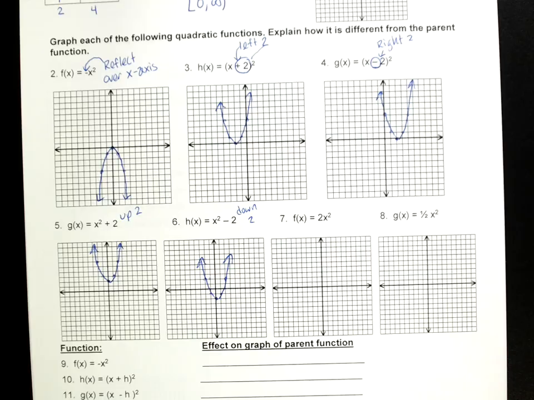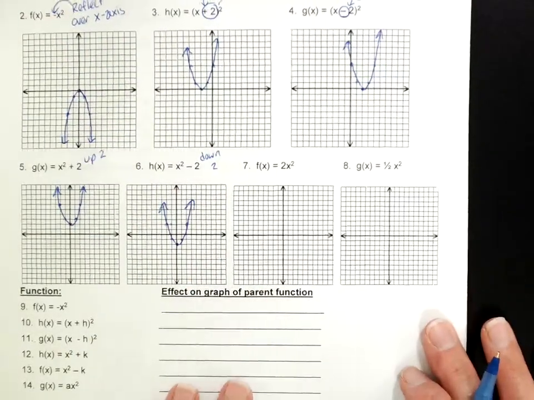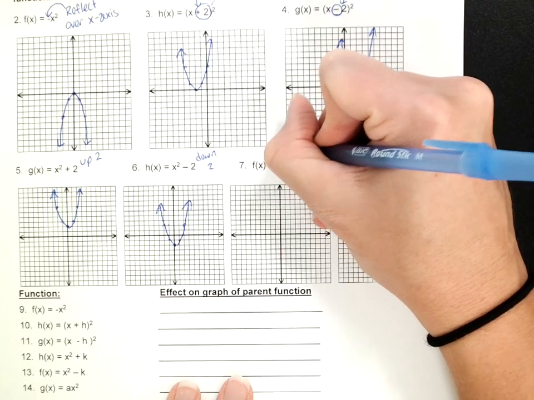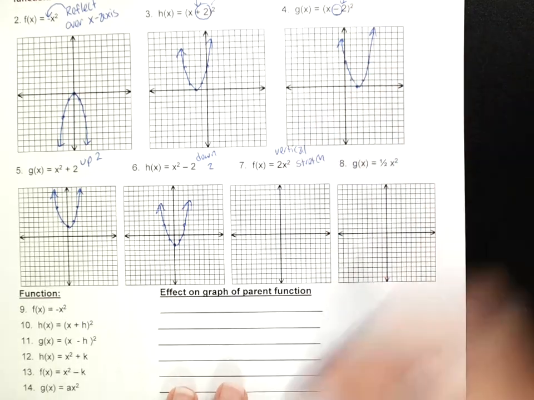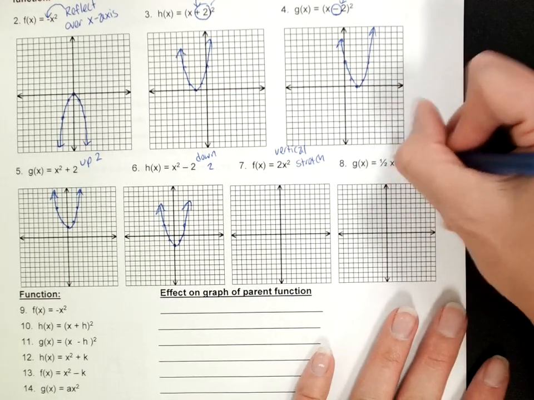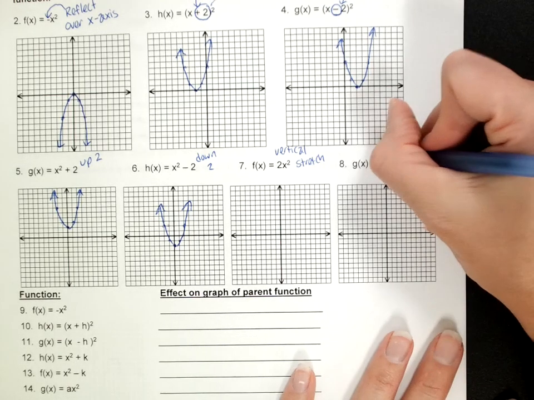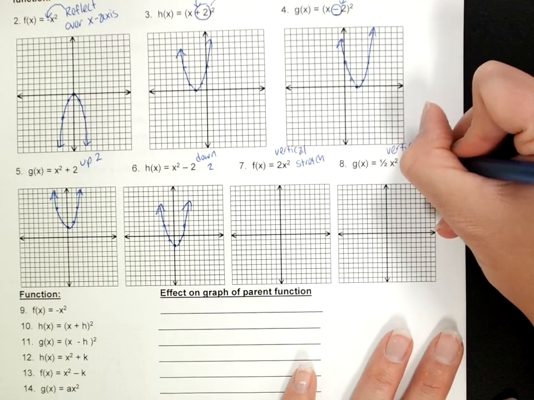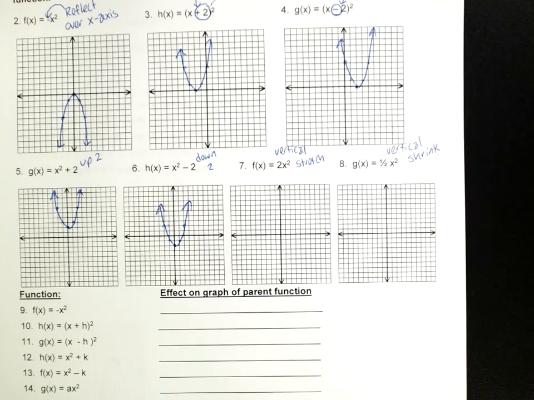When you have a number in front, and I'll tell you, these are probably the trickiest things that are going to happen, a whole number in front is going to be a vertical stretch. A number less than 1 is going to be a vertical shrink or compression. I'm going to say shrink, but it could also be a compression. Okay? What does this mean?